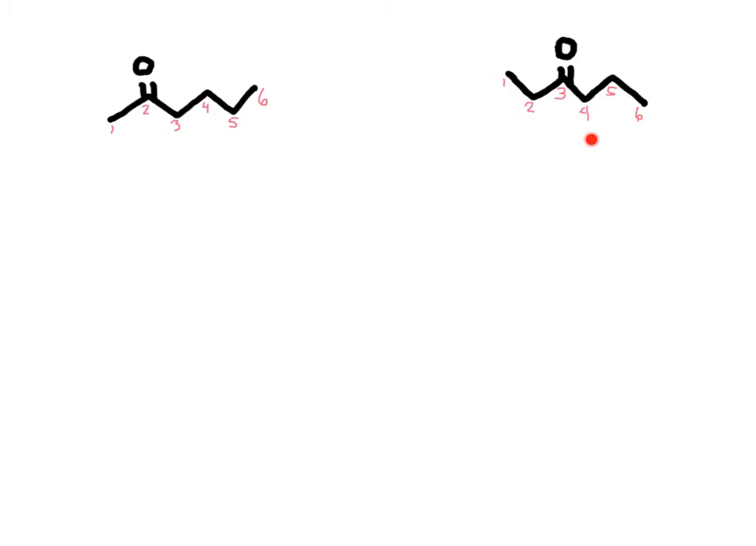Here we have 2 different hexanones, one with the carbonyl in position number 2 and the second one with the carbonyl on position number 3. The names of these substances end as hexanone, and the only difference will be the locant, the position of the carbonyl. This is 2-hexanone, and this one is 3-hexanone.